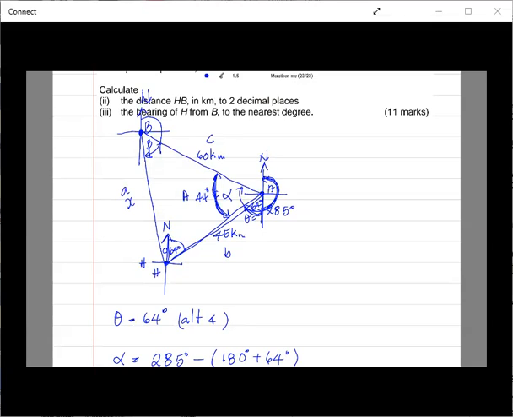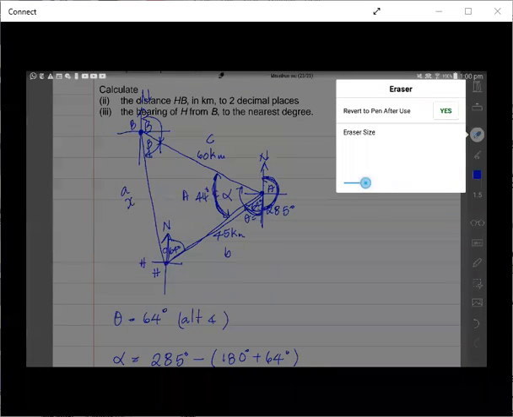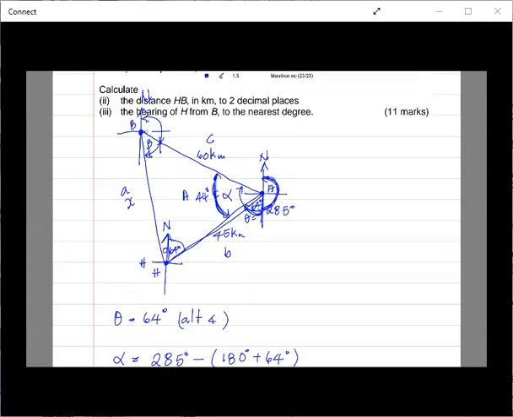For that piece, I can use sine rule to find it. And the next piece I need is the top piece up here. So let's write the B out there. All right, I need this piece of angle. It's called alpha. I used theta already.